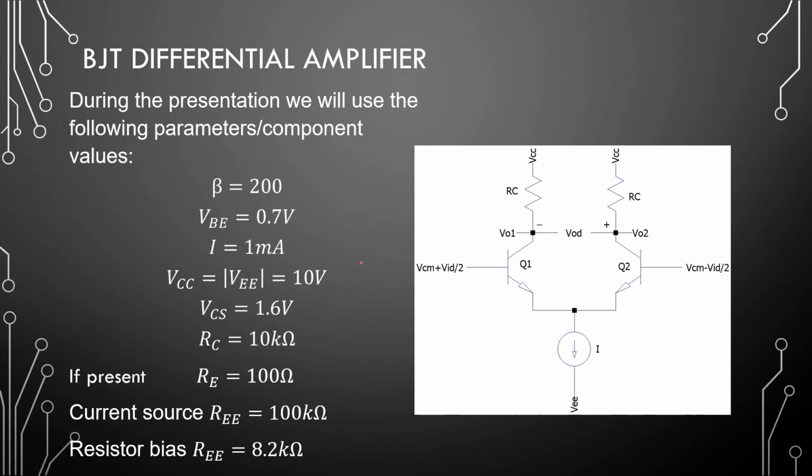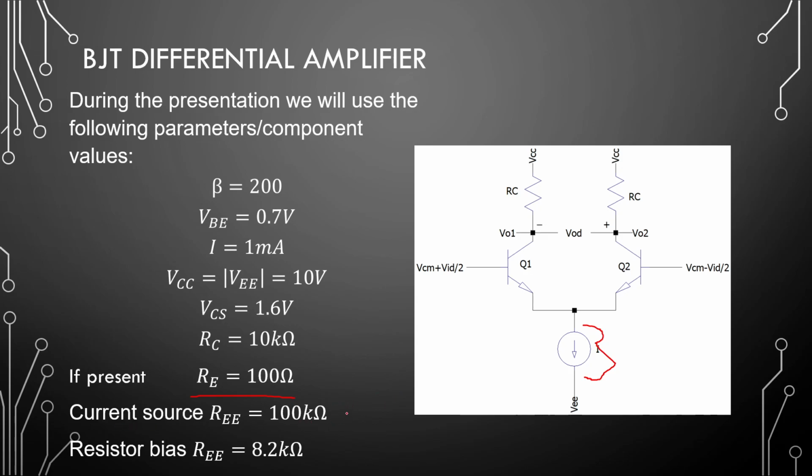Okay, so in this video the transistors we use will have a beta value of 200, VBE of 0.7, a current source of 1 milliampere, rail voltages of 10 volts. The minimum voltage across the current source for it to operate properly is 1.6 volts. Collector resistors of 10 kilo ohm. If we include emitter resistors later on, they would be 100 ohm each.